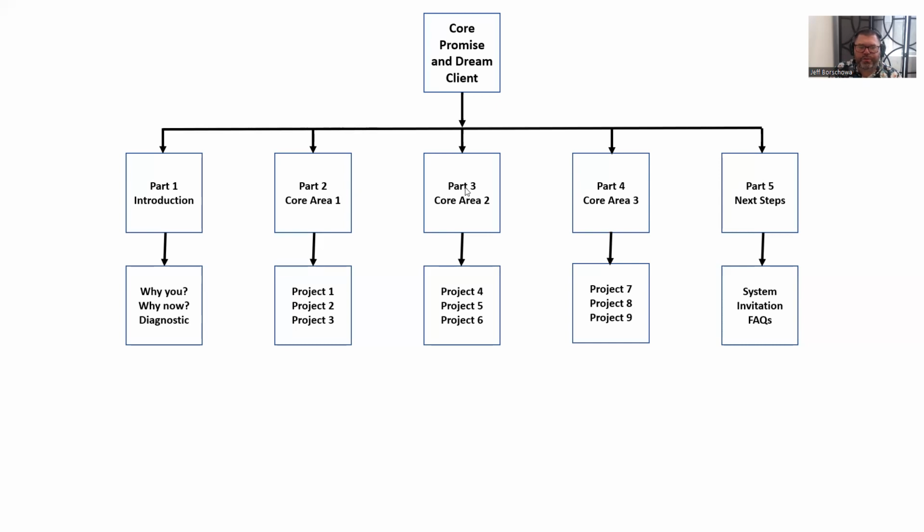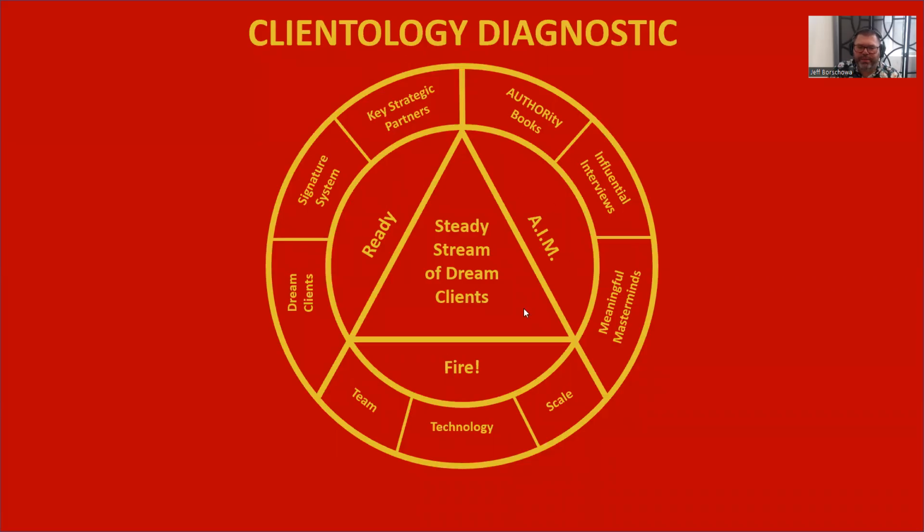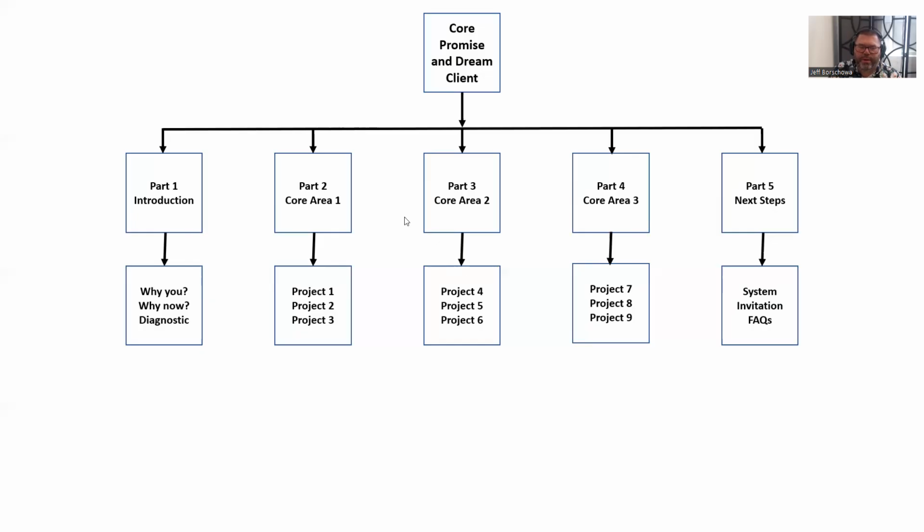Now, parts 2, 3, and 4, these are based on your 3 core areas and your 3 projects for each area. So project 1 through 9. And then the very last part of the book, the final part, is the next steps. And so in this part, under the formula, we're going to share your system, your signature system. We're going to invite them if they want to work with us. Here's how they can. And then last but not least, we're going to answer any frequently asked questions. And again, the goal is just to give them some clarity.